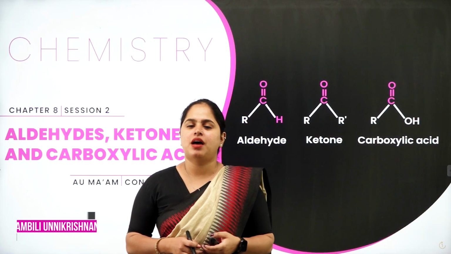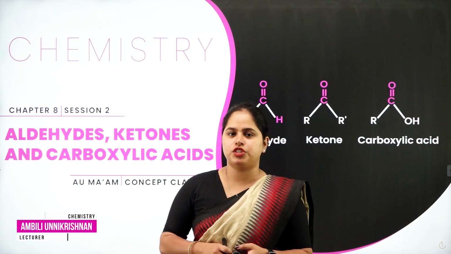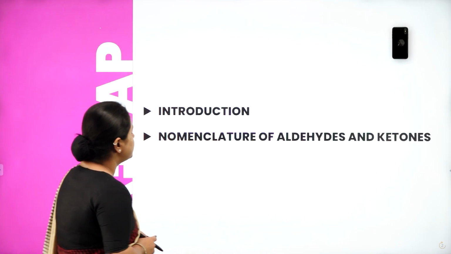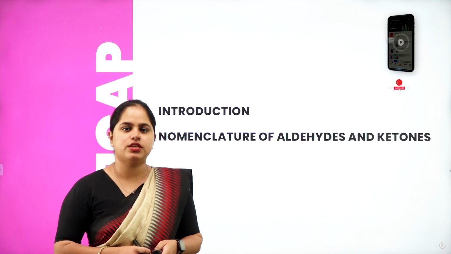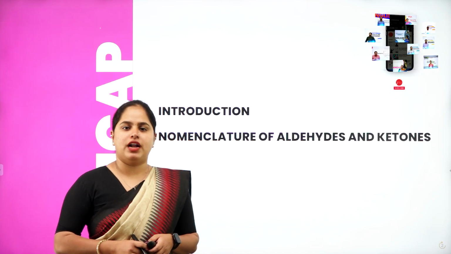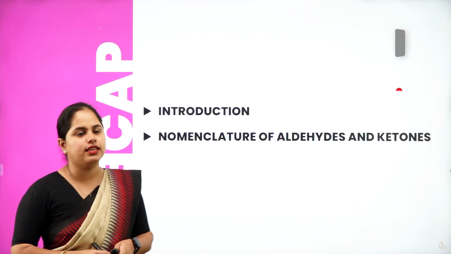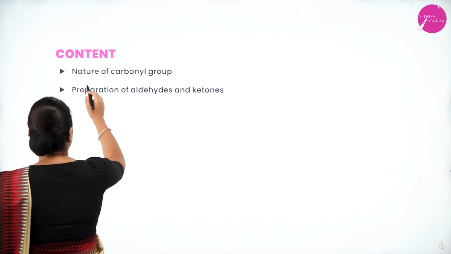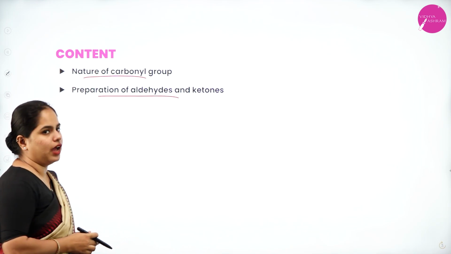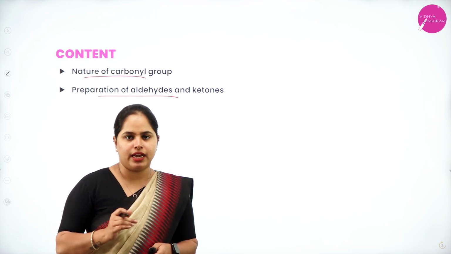Hello everyone, this is Ambli Unnikrishnan from the Department of Chemistry. So today I am back with session 2 of the chapter Aldehydes, Ketones and Carboxylic Acid. So in the last session, we started with what are aldehydes and ketones, right? We had an introduction to that and then we discussed the nomenclature of aldehydes and ketones, that is IUPAC as well as the common names of aldehydes and ketones. So in today's session, we are going to first see what is the nature of carbonyl compound and then we are going to study the preparation of aldehydes and ketones. In detail, we are going to study the preparation of aldehydes in this session.